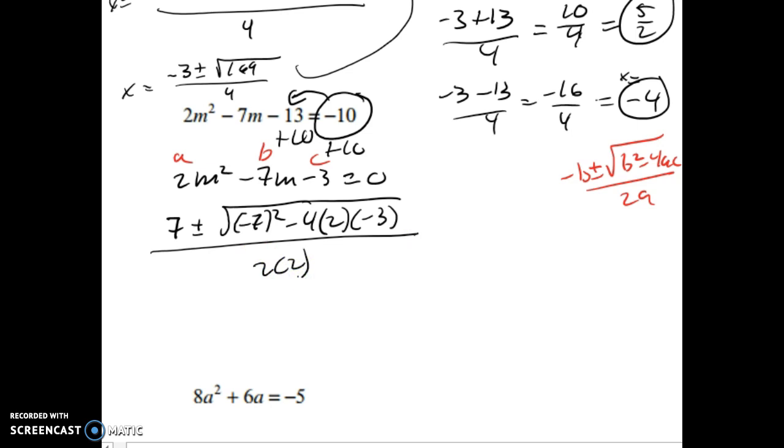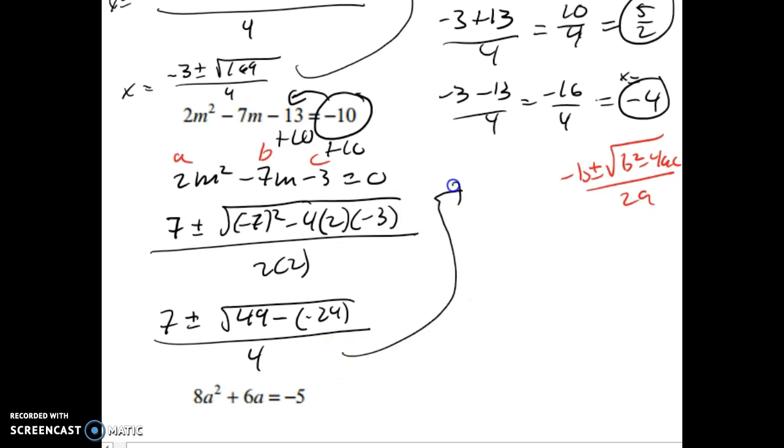Again, I'm going to square the 7 and multiply everything, so this is x equals, and we'll write it down at the end. So we have 7 plus or minus the square root of 49, and then minus 4 times 2 times negative 3. So 4 times 2 is 8, times negative 3 is negative 24, all over 2 times 2 is 4. So basically we just multiply everything.